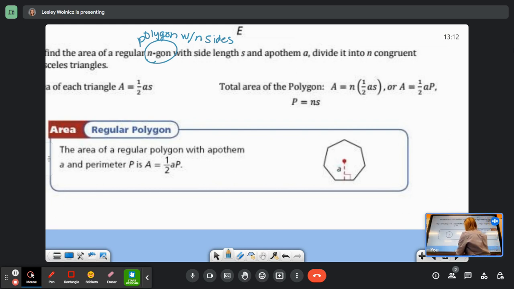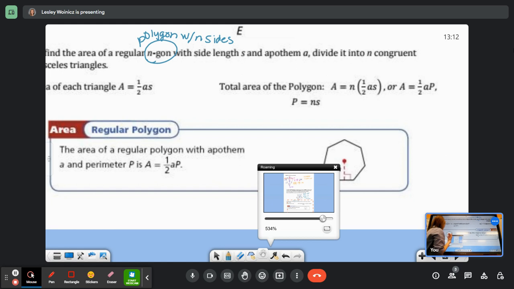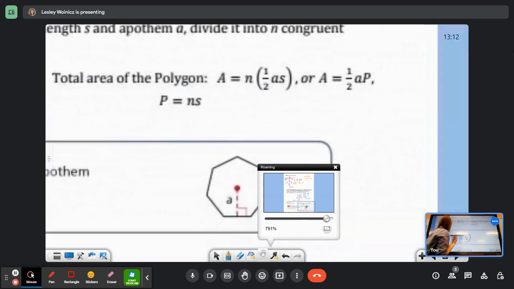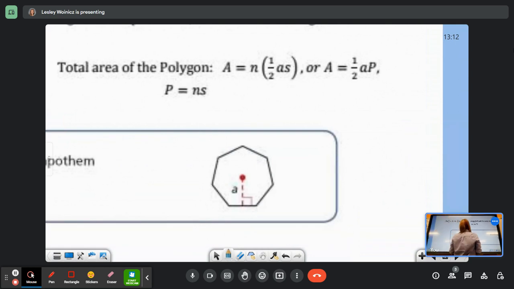So what that's saying is if we look at this little hexagon down here, and we make 6 little congruent triangles. Okay, you see them? There's 6. 1, 2, 3, 4, 5, 6. Whoops. That's 7. That's a heptagon. Okay, we've got 7 little cute triangles.